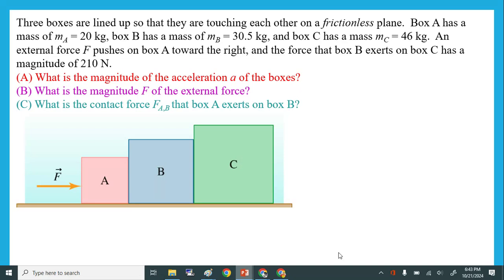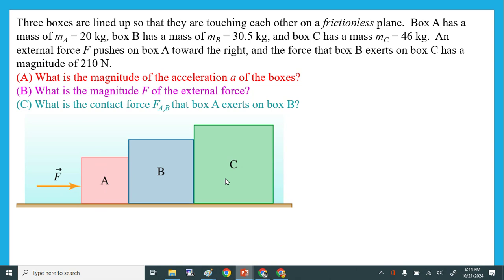So in this particular video, we have a system of 3 boxes shown here. Here's force F. That's going to push block A, B, and C to the right. The value of each box is given as in the statement there. Box A here has 20 kilograms. Block B is 30.5 kilograms. And then block C on the right has 46 kilograms.